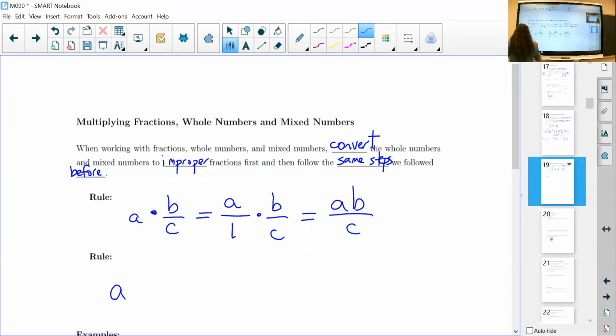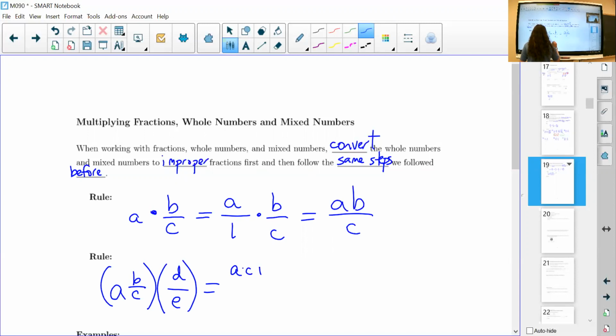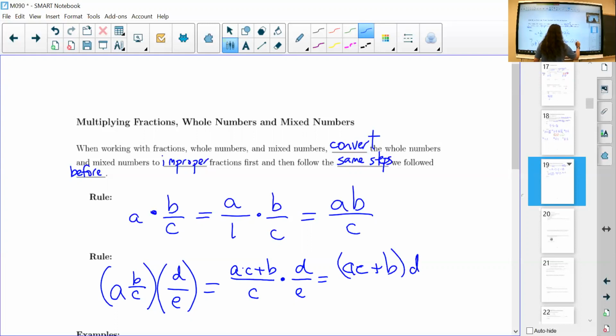If we have A and B over C, so there's our improper fraction, times D over E. Well, A and B over C, remember, we know how to convert that to an improper fraction. That's A times C plus B over C times D over E. You end up getting A C plus B times D over CE. Looks a little complicated, but again, it's just a matter of doing one thing that we've already done, turning it improper, and one thing that we've already done, multiplying fractions.